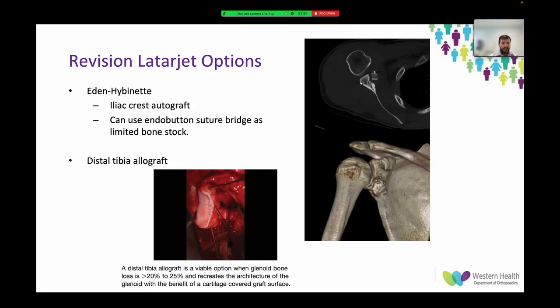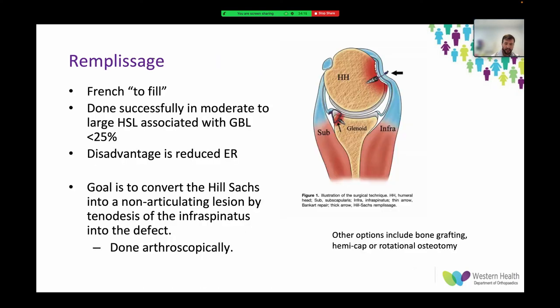Revision Latarjet is a tricky topic, but just know your options. There's the Eden Hibernet, which is an iliac crest autograft, and fixing it in place. Richard Page proposes that you do an endo button suture bridge as you have limited bone stock. Other options, particularly the Americans talk about, is the distal tibial allograft, as it recreates the architecture of the glenoid with the benefit of a cartilage-covered graft surface.